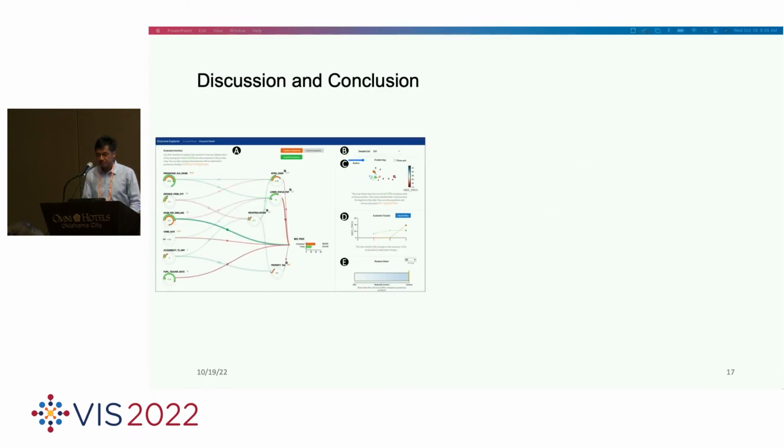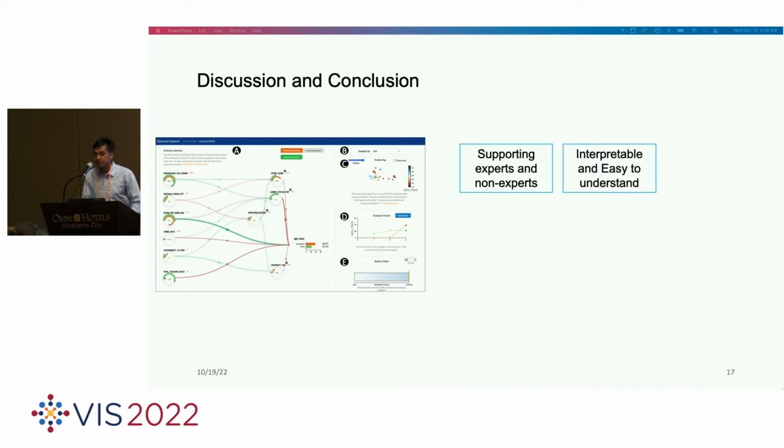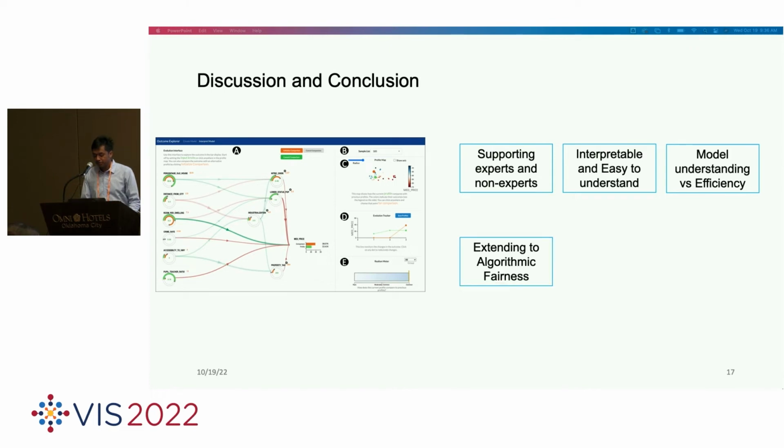In summary, we have presented Outcome Explorer, an interactive interface for algorithmic decision making that both experts and non-experts can use. We show that it is possible to support both groups in a single system. We also show that the causal model is interpretable and easy to understand. We found that improved model understanding may not lead to improved efficiency, that these two notions are not necessarily linearly related. We believe our design can be extended to algorithmic fairness since causality and counterfactuals are useful concepts in fairness research. For example, we can validate how changing the gender affects the outcome.